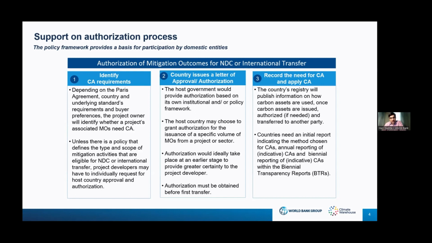So we will help the countries think through all these processes, help them make informed decisions, and develop systems, processes, and policy frameworks accordingly. Next slide.